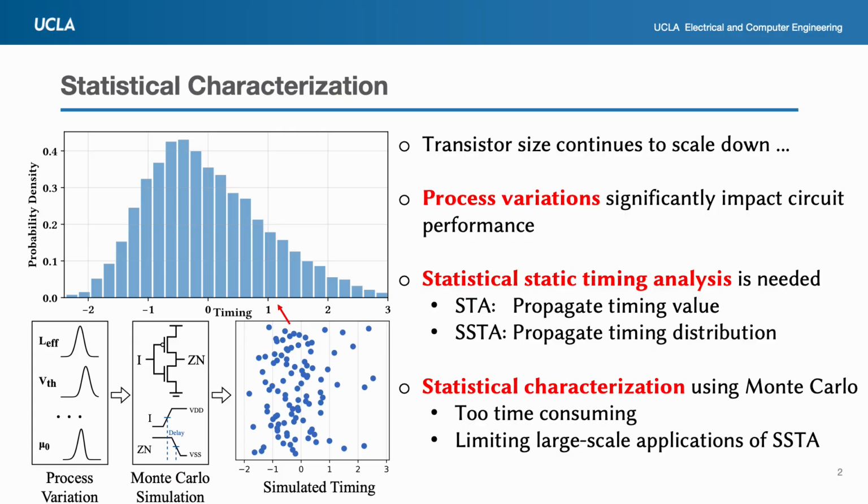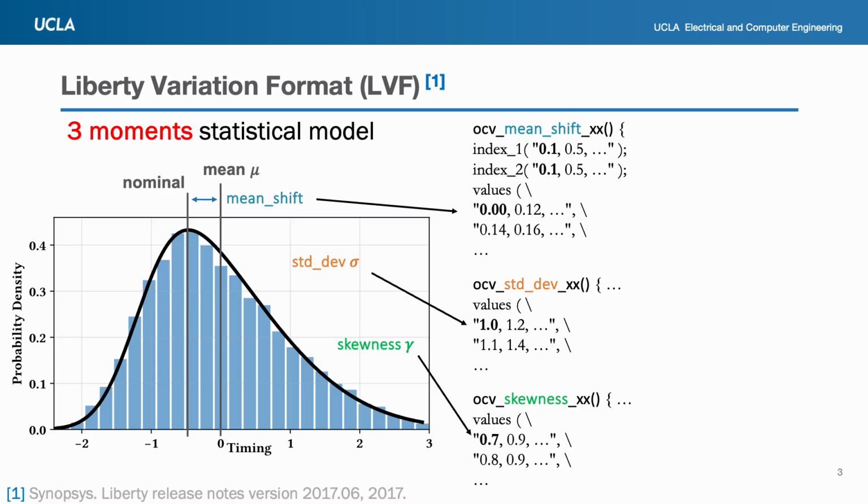However, the timing distribution requires statistical characterization, which involves Monte Carlo simulation. It's too time-consuming and limits the large-scale applications of SSTA. In common SSTA, people use the Liberty Variation Format (LVF).